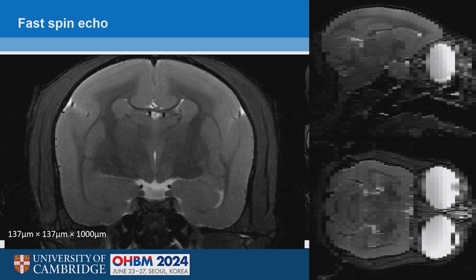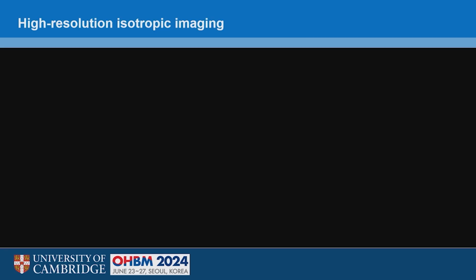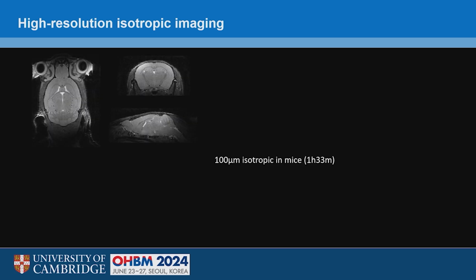With fast-spin echo, this will take us a long time. So the first images I acquired like this is a mouse brain. This is a fast-spin echo sequence from 4.7 Tesla. It has 100 microns isotropic resolution, but that takes an hour and a half. So it's quite a slow, long image to do.